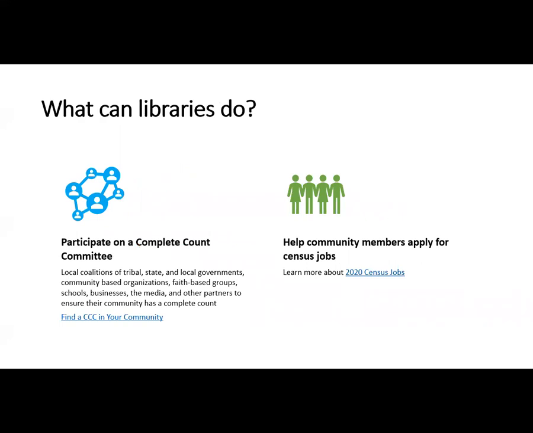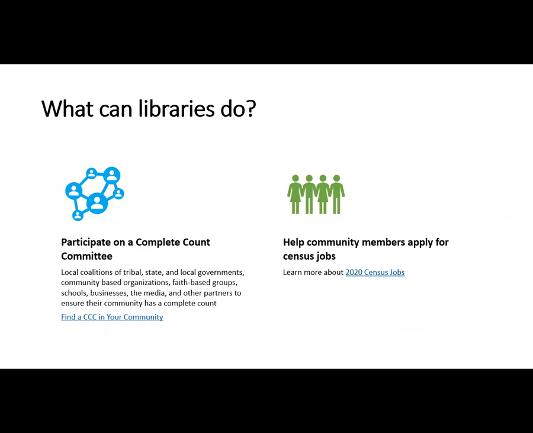So what can libraries do? On this slide, we have two things that either might not be relevant to you or you may have already done. The first is participate in a complete count committee. Complete count committees are coalitions of tribal, state, and local governments, community-based organizations, educational organizations, basically any stakeholder in a community that come together to ensure that their community has a complete count. You can follow the link to see if your community has one.